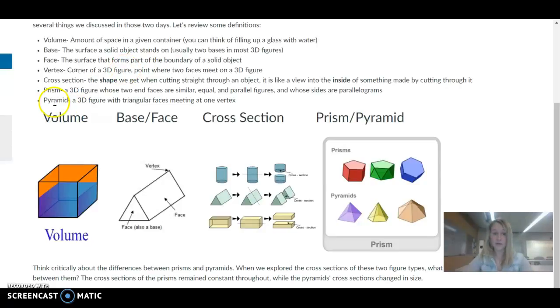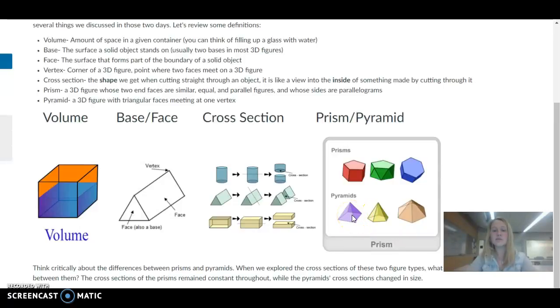Now, let's take a look at a pyramid. A pyramid is a three-dimensional figure with triangular faces meeting at one vertex. So, let's take a peek at this. We have our rectangular base here, or square base, whatever you want to think about this figure. It's all about perception. We have this square base here, and we have triangular faces on the side, right there. So, looking at this, they all come to the top and meet at one point. All of these faces excluding our base.